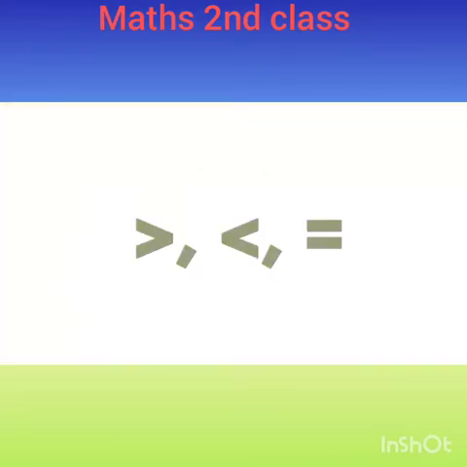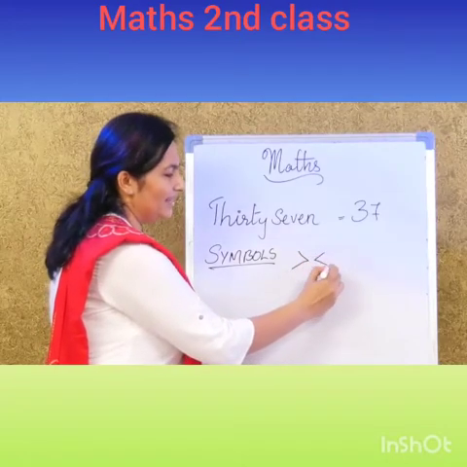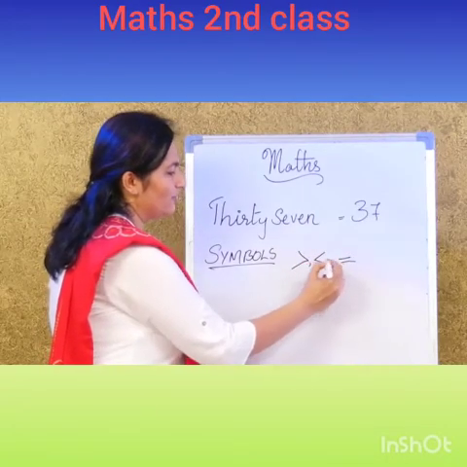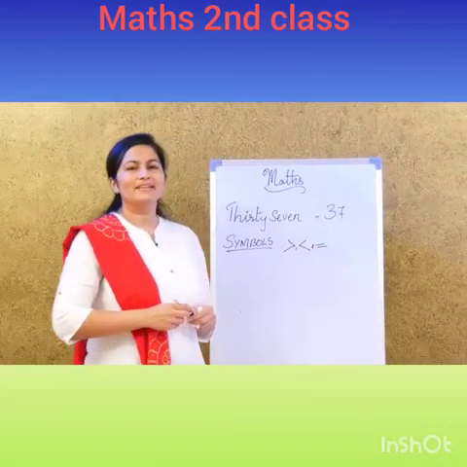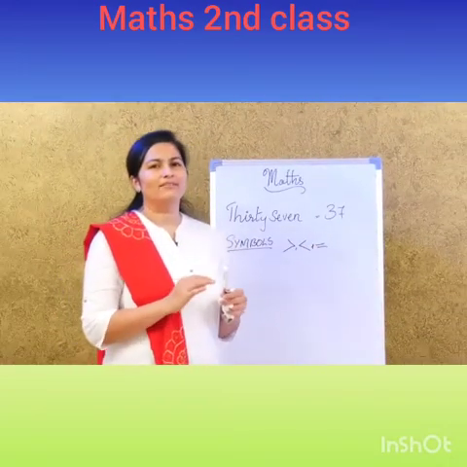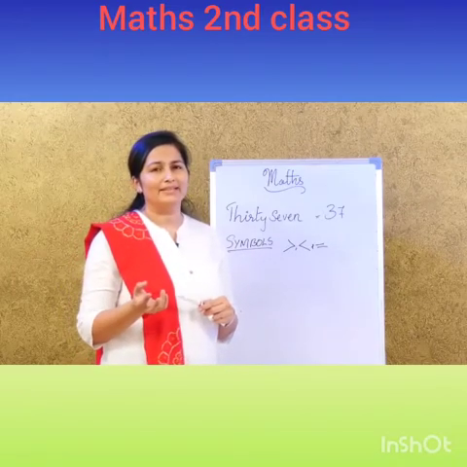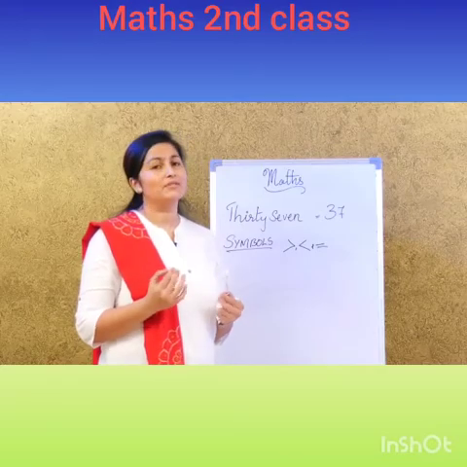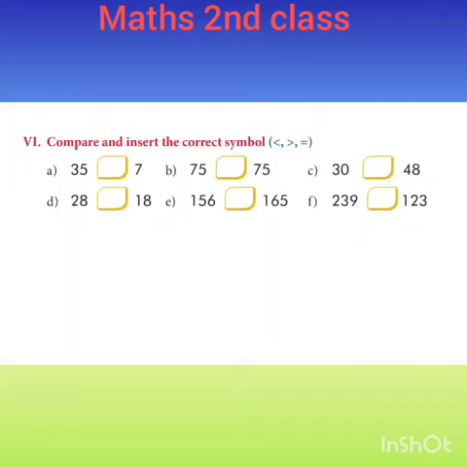Moving on to the symbols, greater than, lesser than, and equal to. Remember studying this? Yes. Not everything is the same. All the numbers have something bigger than them or something smaller than them. Some may be equal, that is the same numbers. So, let us look at this. Exercise 6.